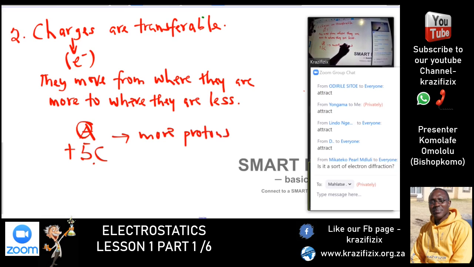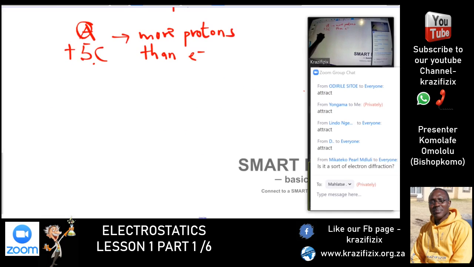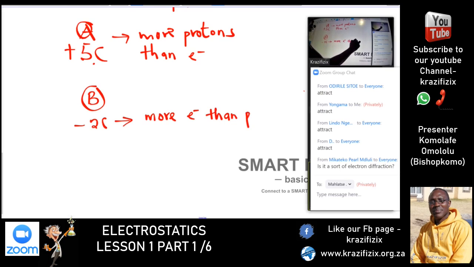More protons. Okay. Still trying to sort out a problem here on this board. More protons than electrons. But if I have, look at this one here, negative 2 columns, it means I have more what? Electrons than protons. I hope it makes sense.